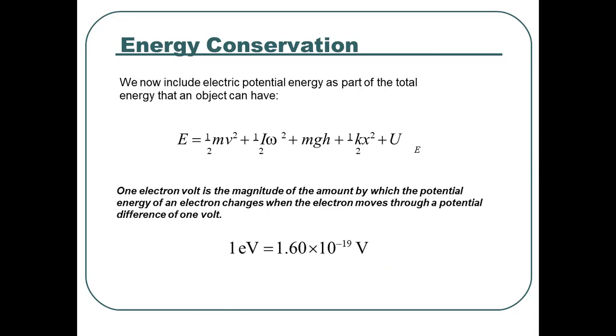One electron volt is the magnitude of the amount by which the potential energy of an electron charge changes when the electron moves through a potential difference of 1 volt. So 1 electron volt is equal to 1.6 times 10 raised to negative 19 joules.